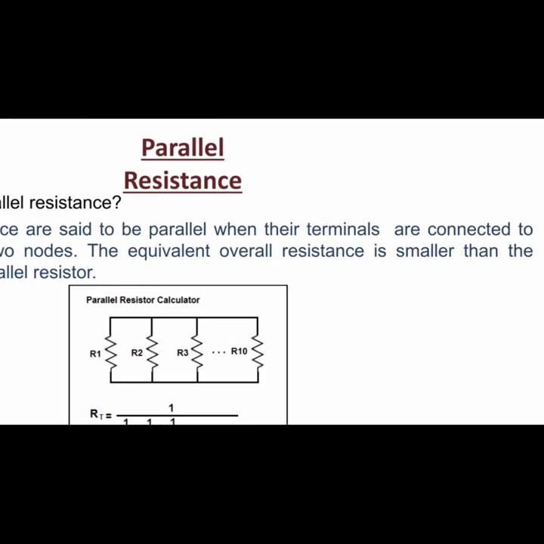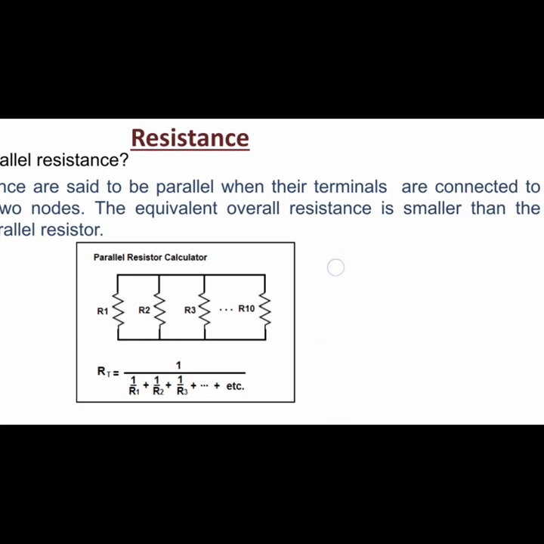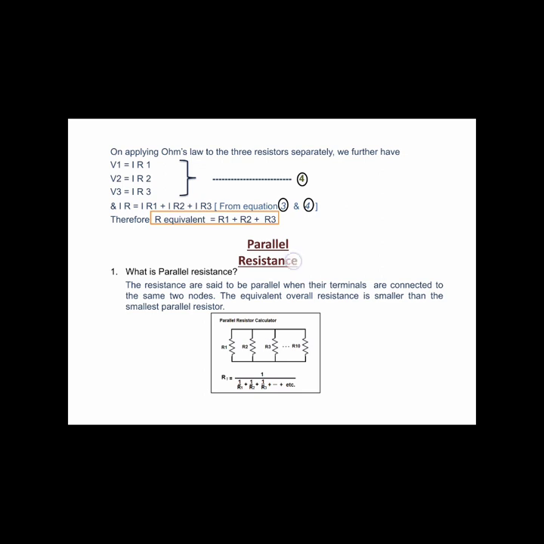Look here, R1, R2, R3 and so on up to R10 are resistors connected in parallel combination. Their terminals are connected in two same nodes. The resultant resistance RT is equal to 1 upon (1 by R1 plus 1 by R2 plus 1 by R3 and so on). Now we have to derive this equation.